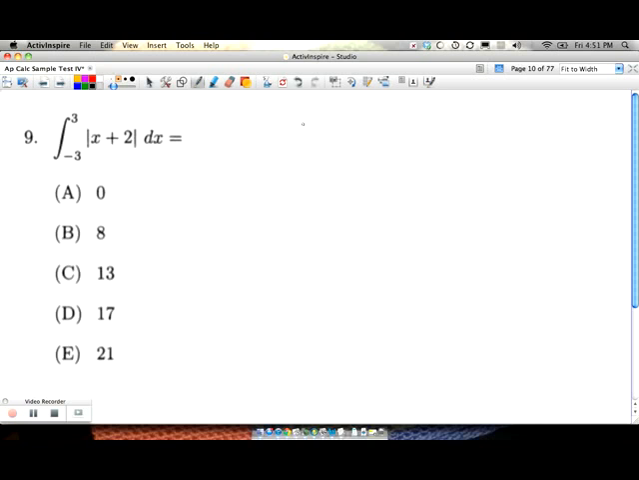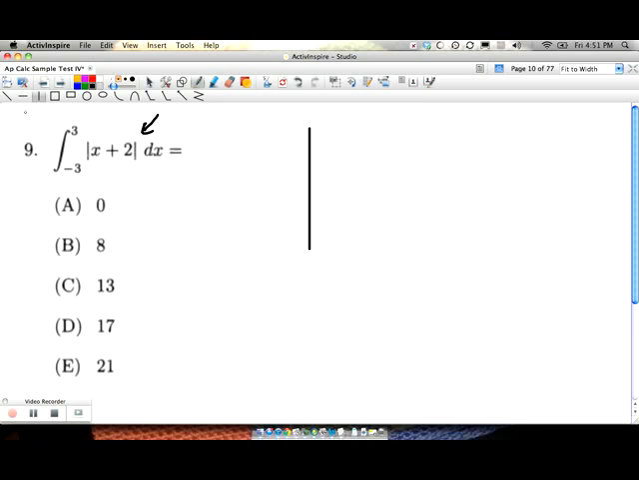Number 9. Okay, guys, this is not bad, especially if you can visualize your absolute values. So let's make a graph. Now, if I see that it's x plus 2, that means that my graph is actually going to start about, we got, let's say, 1 and 2. Then that means our graph is going to move to the left.